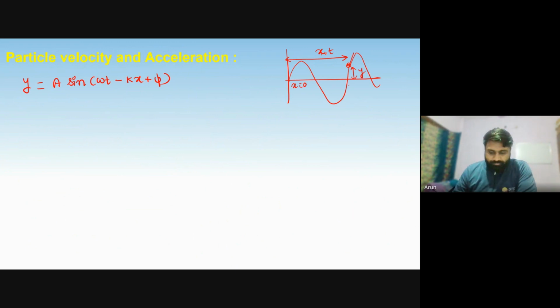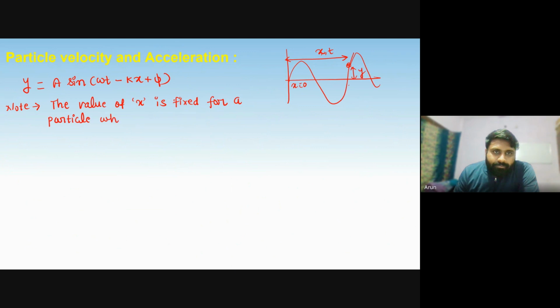Got it? So I will write it here that the value of x is fixed for a particle which is in wave motion, which is in SHM.